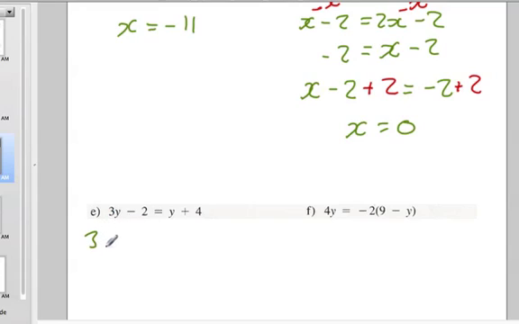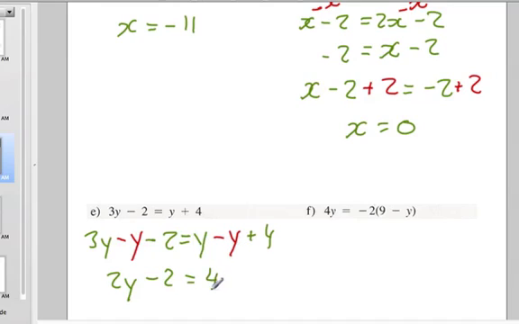So 3y subtract 2, we're going to subtract y from both sides. Is equal to, oh sorry, I forgot my minus 2. So it equals y minus y plus 4. So 3y minus y is 2y. Subtract 2 is equal to y minus y is 0 plus 4 is 4.